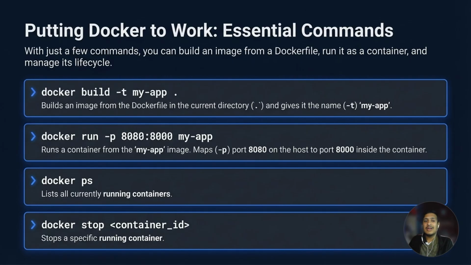Then comes docker run -p 8080:8000 myapp. This runs the container from that image. The -p 8080:8000 part is crucial. It maps port 8080 on your host machine to port 8000 inside the container, allowing traffic to flow in. docker ps. This lists all the currently running containers. docker stop container ID. This stops a specific running container and kills it.